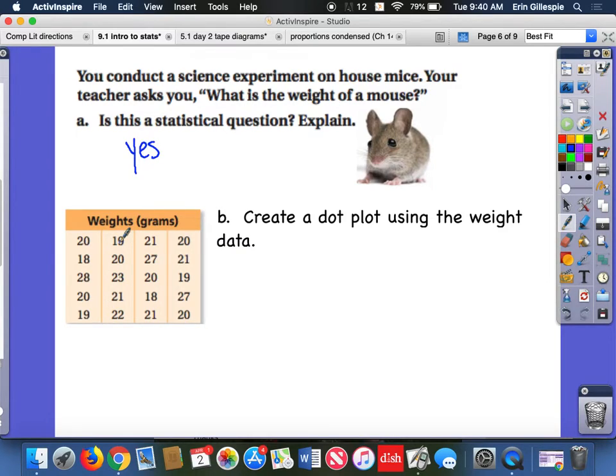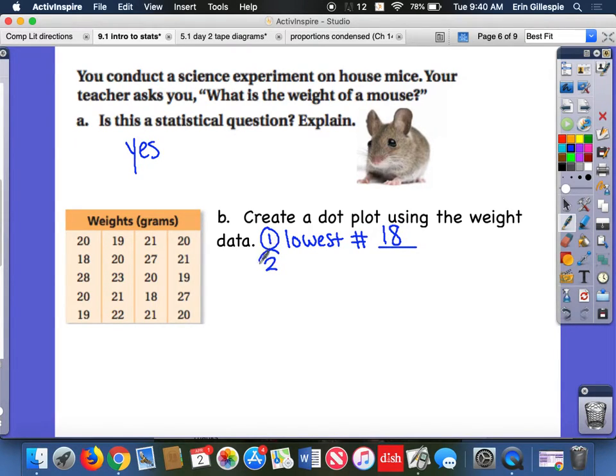When you create a dot plot, first you're going to want to find out by looking at your data, what's your lowest data value? What's your lowest number? Okay. So take a look at that table there for a minute. See if you can figure out what's the lowest weight we have. And hopefully you said 18.